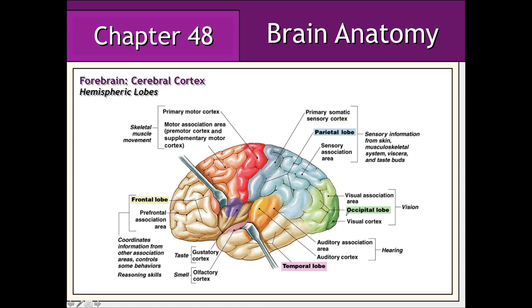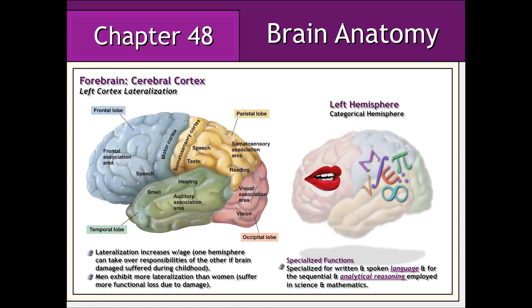Located at the rearmost portion of the cerebrum lies the occipital lobe. This is the region of the cerebral cortex that is adapted for processing images. So this region of the brain is the primary visual cortex. This is followed by the temporal lobe. The temporal lobe is where the auditory cortex resides for processing audio stimuli, as well as the gustatory and olfactory cortices, which are adapted for processing tastes and smells, respectively.